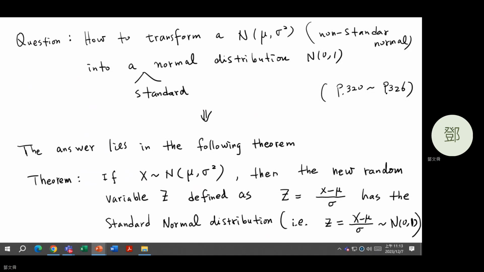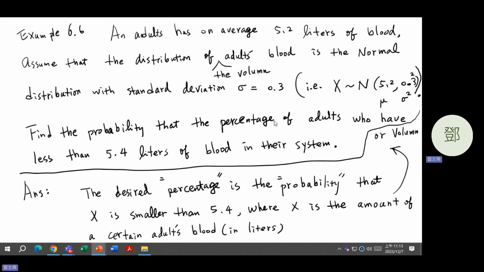Hello. Okay. Now, with the theorem, we can do some applications here. Example 6.6. An adult has on average 5.2 liters of blood. Assume that the distribution of the volume of an adult's blood is the normal distribution with a standard deviation 0.3.